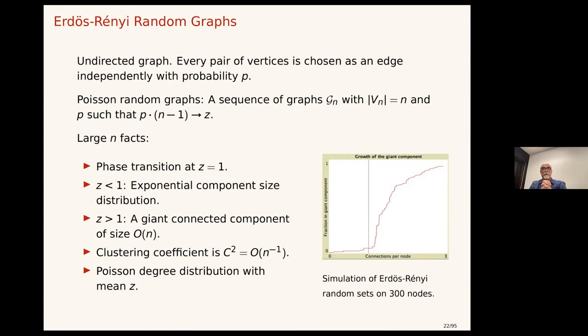This also illustrates something that you've learned in other classes to call critical behavior, or phase transition is another word that is used. As a parameter crosses a particular boundary, the behavior of the phenomenon in question changes dramatically, from having a sea with lots and lots of little islands to having a continent that gets bigger and bigger and bigger. This is a qualitative change in behavior that happens as the parameter z crosses one.